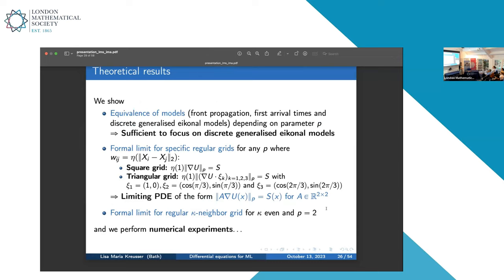And as in the continuum setting, we are also able to prove that we indeed have equivalence between these types of models, that we indeed can use front propagation, first arrival time, or discrete generalized eikonal equations, depending on which kind of problem we're interested in. And this also motivated us to mainly focus on the discrete generalized eikonal equations, as they are much easier to handle than, for instance, those very complicated optimization problems.